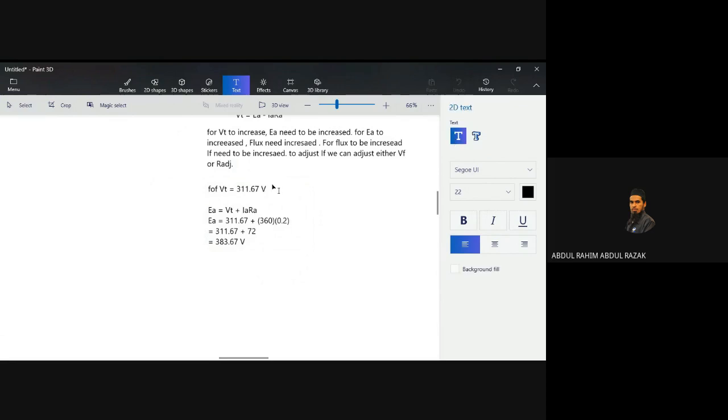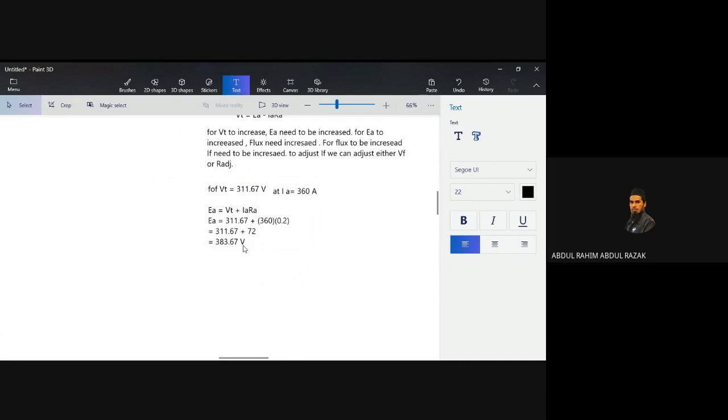So the scenario here is at IA equal to 367 ampere. This is the scenario for VT to reach or to maintain at 311.67 volt at IA equal to 360 ampere. So you have to follow the same equation. So EA at this moment is equal to 383.67 volt. This is your required EA.